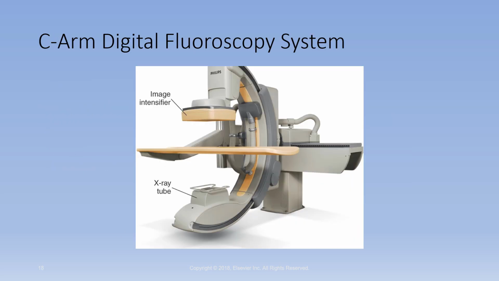This is figure 12.53, the C-arm digital fluoroscopy system, and notice this orientation is typically how you would find the C-arm, with the image intensifier at the top and the X-ray tube at the bottom. Okay, and then this is the table for the patient to lie on. So this is a C-arm. You can tell by the shape of it, it does look like a C.